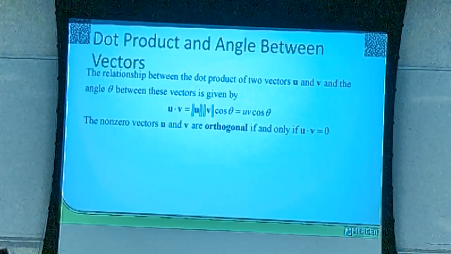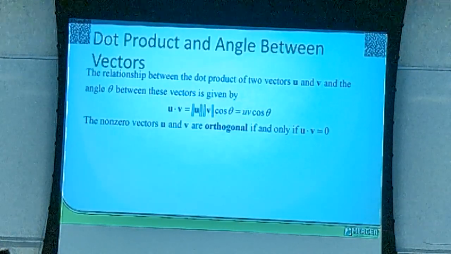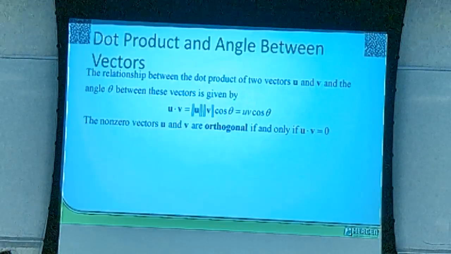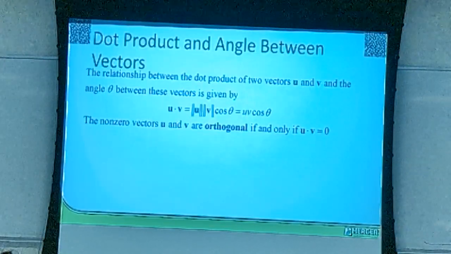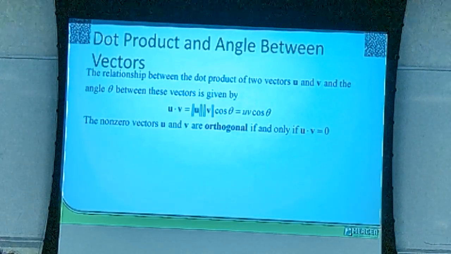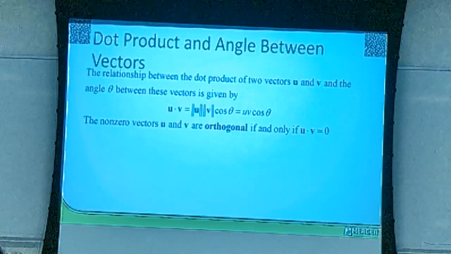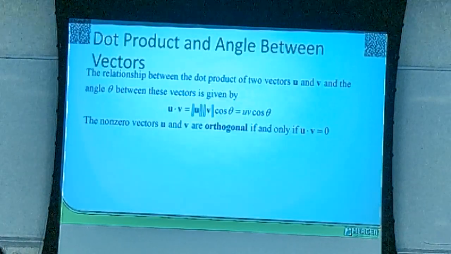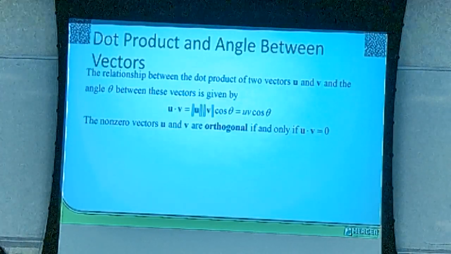Two vectors are orthogonal if and only if their dot product is 0, because clearly the magnitudes aren't going to be 0. So the only way the dot product is 0 is if cosine is 0, and that occurs at pi over 2, which is a right angle. Orthogonal is just a fancy way of saying perpendicular.